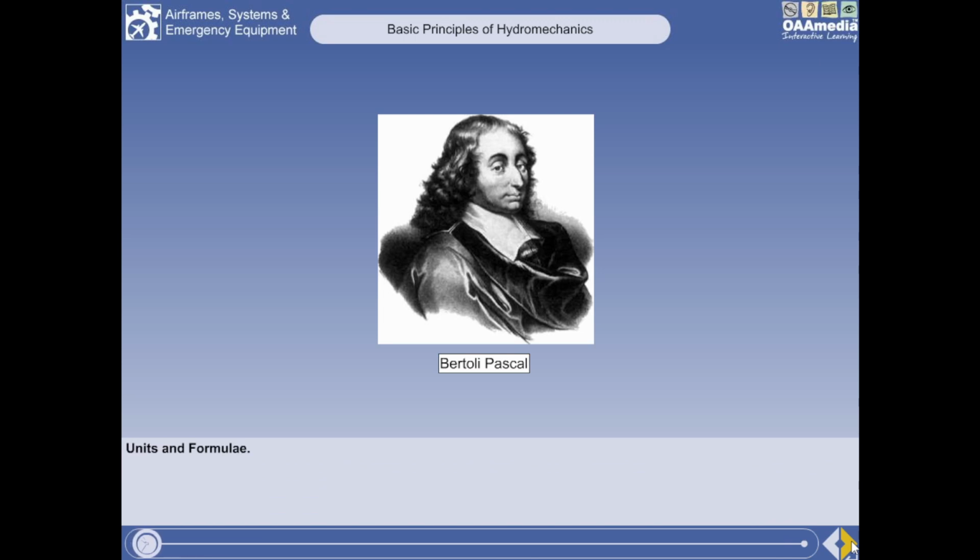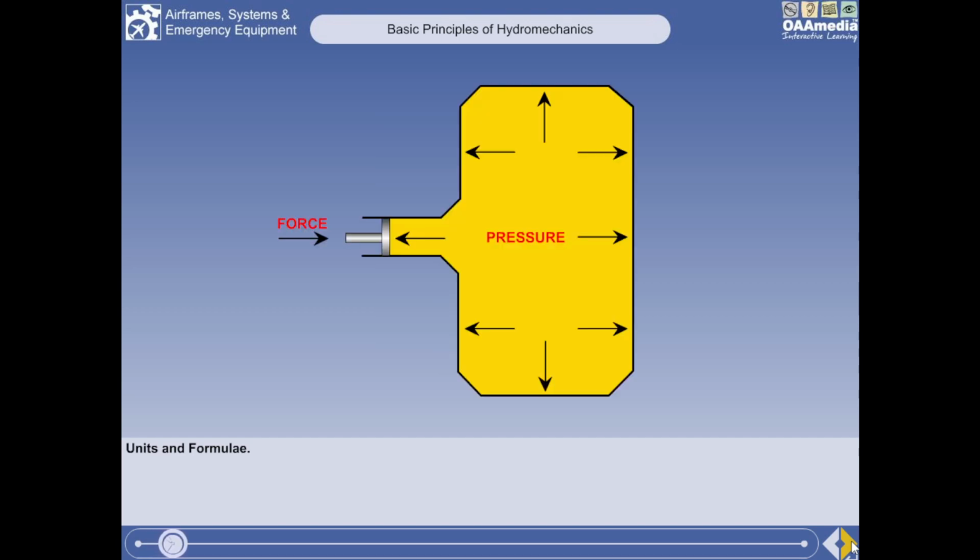Blaise Pascal was a 17th century French mathematician, physicist, and religious philosopher. He discovered that if a force is applied to a liquid in a confined space, then the resulting pressure will be felt equally at all points. This fact is therefore known as Pascal's law, and is the principle upon which all hydraulic systems operate.